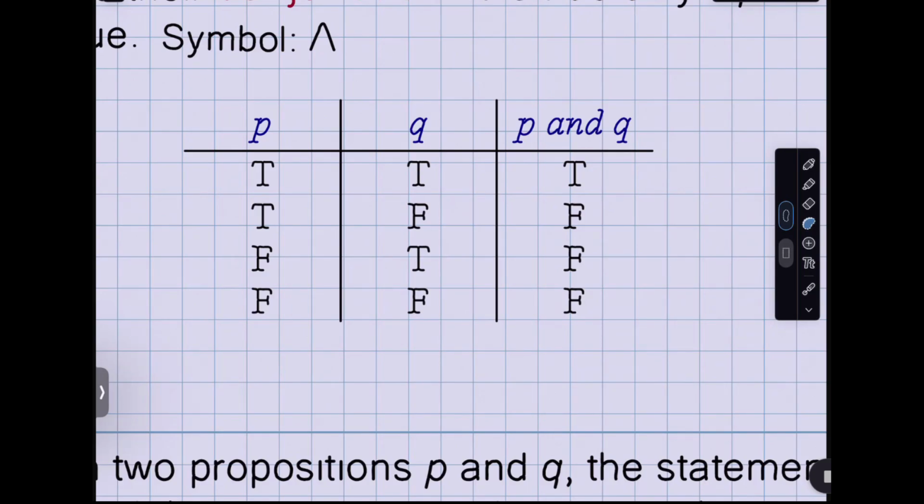So if you said to your parents, hey, I'm going to go to the movie tonight and I'm going to go out for dinner, the only time you told the truth is if you actually do both, right? If you don't do one and do the other, if you only went to the movie but didn't go to dinner, you lied, right? If you didn't go to the movie, only went to dinner, you lied. If you didn't do both, you just went to a party, you definitely lied, right?